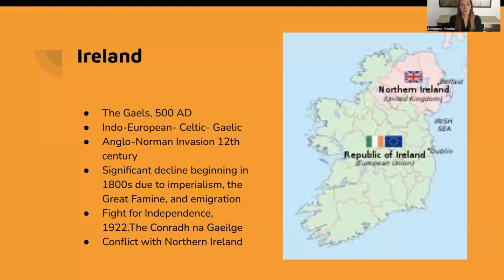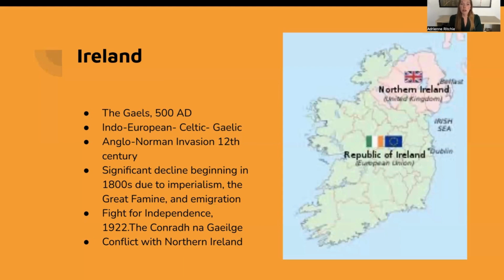So the difference between the Irish Gaelic language versus Manx Gaelic and Scottish Gaelic: Manx Gaelic actually died in 1974. It had its last native speaker die. And Scottish Gaelic is only spoken by less than 2% of the Scottish population.